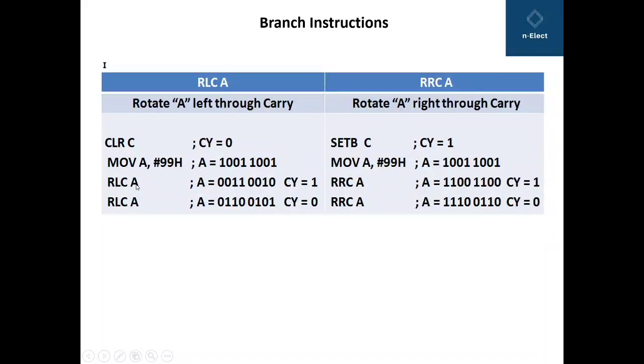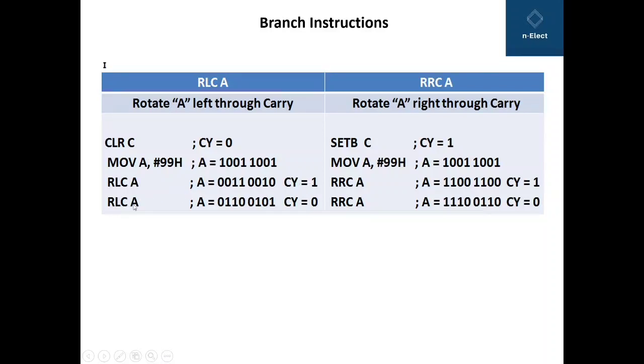Now RLCA. Here rotate accumulator left through carry. So this accumulator data 1001 1001 will be moved left through carry. The leftmost bit of the accumulator will now be carry, the carry bit will come in here, and the data we get will be like this. Here we will get in A 0011 0010, and the carry bit will change from 0 to 1.